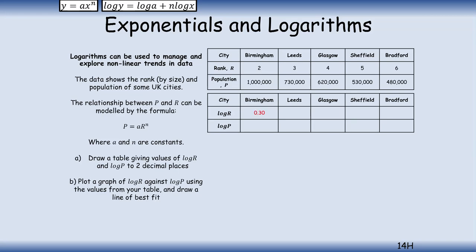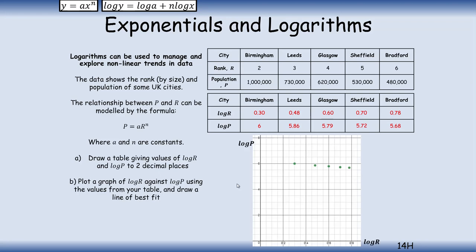So Birmingham 0.3, Leeds 0.48, Glasgow 0.6, Sheffield 0.7, Bradford 0.78, and then with the population in Birmingham, log to the base 10 of 1 million, 6 zeros, is 6, and then Leeds 5.86, Glasgow 620,000, Sheffield 530,000, and then Bradford. So I can plot them, log P against log R, and then draw a line of best fit through those.